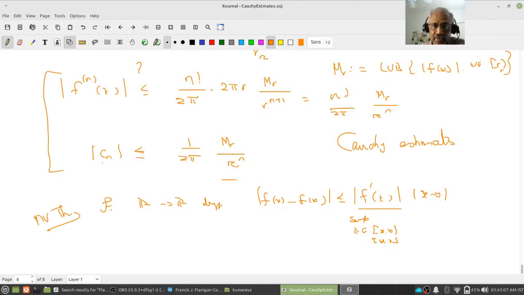But here, what did we have? Look at this c_n or f^(n). These are nth derivatives. I am estimating the derivative in terms of the function, because M_n is the LUB of mod f on the path. Are you following? So that is a subtle difference. Notice the subtle difference. Okay, appreciate this.